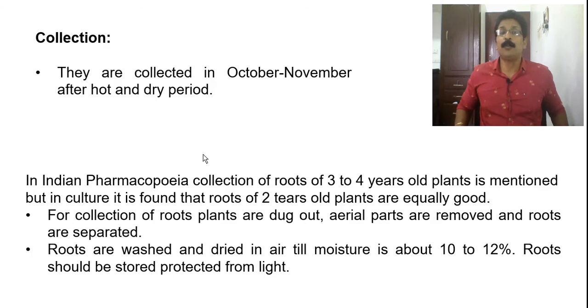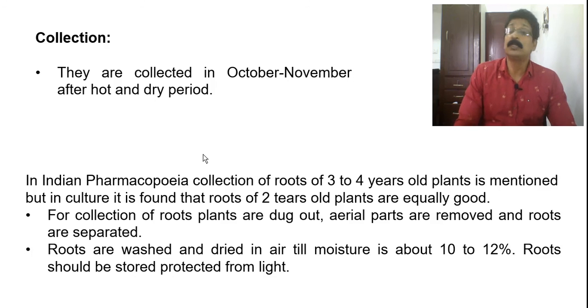In the Indian Pharmacopoeia, collection of roots of 3 to 4 year old plants is mentioned. But in culture, that is, in tissue culture, it is found that roots of 2 year old plants are equally good. So that can also be used for planting and cultivation. For collection of root, plants are dug out, aerial parts are removed and roots are separated.